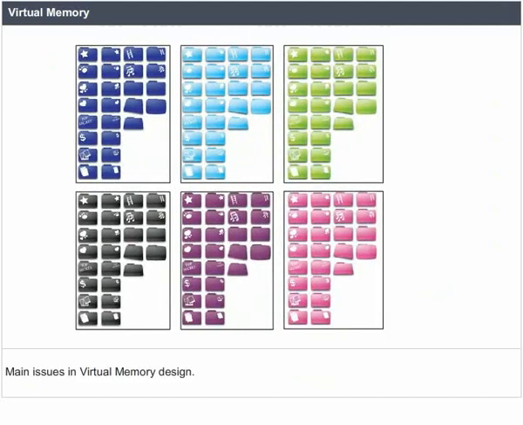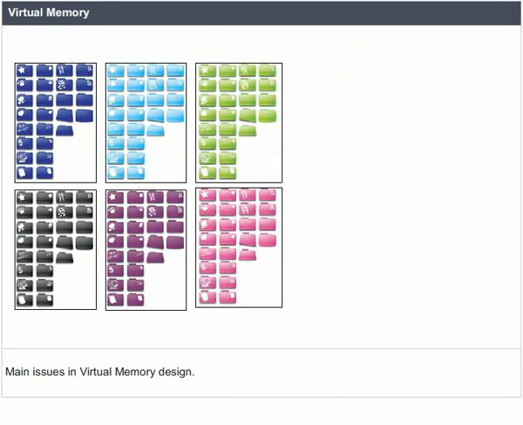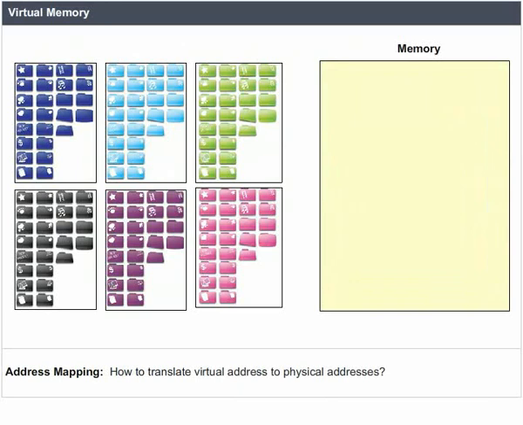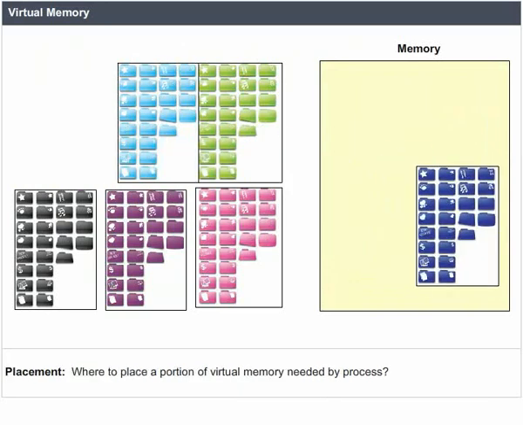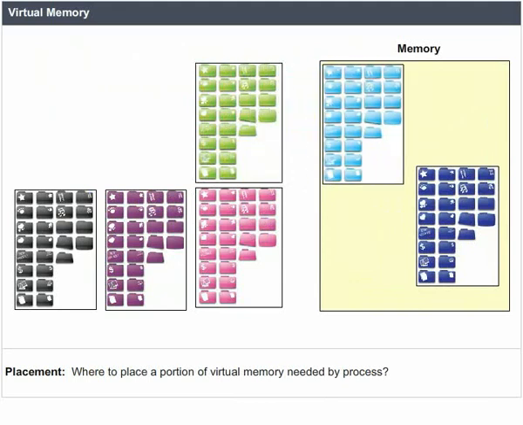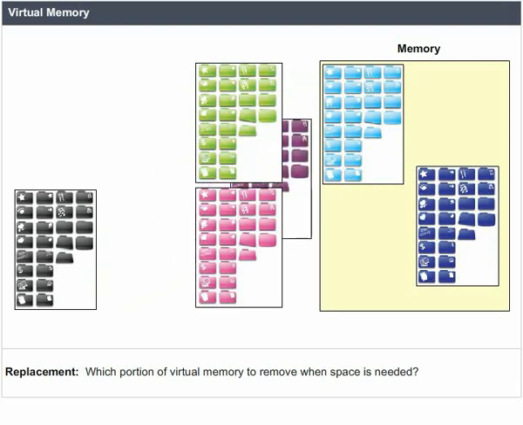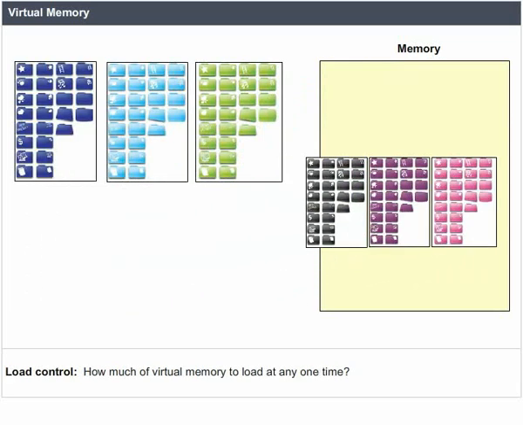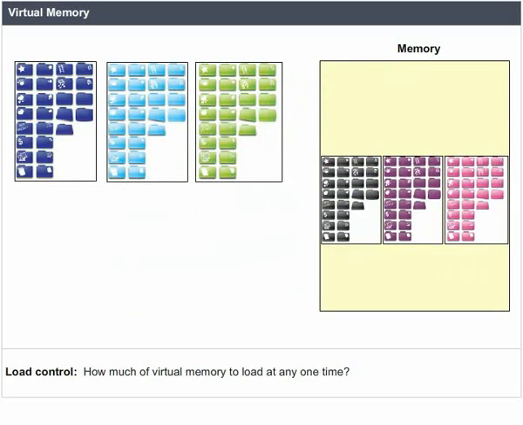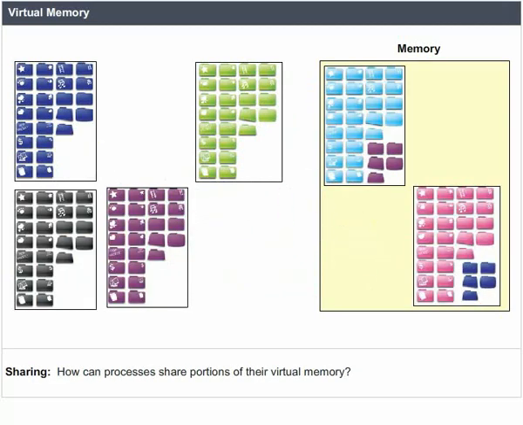Virtual memory. Main issues in virtual memory design. Address mapping: how to translate virtual addresses to physical addresses. Placement: where to place a portion of virtual memory needed by a process. Replacement: which portion of virtual memory to remove when space is needed. Load control: how much of virtual memory to load at any one time. Sharing: how can processes share portions of their virtual memory?